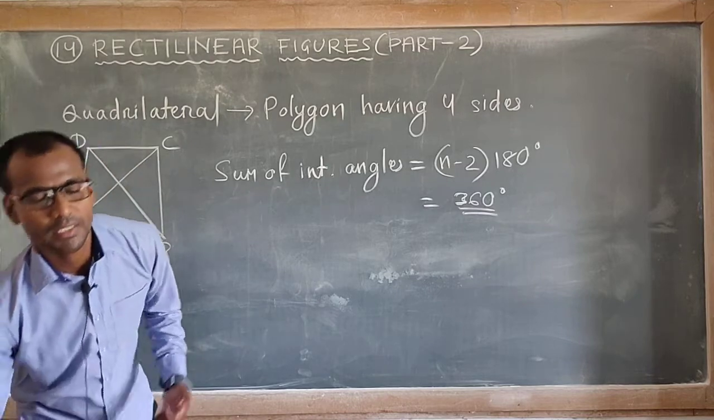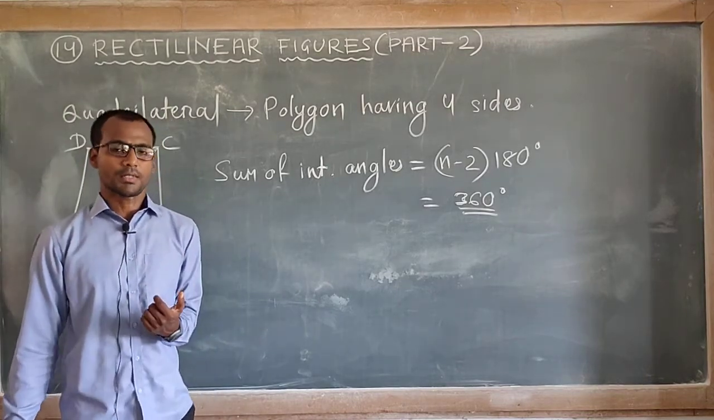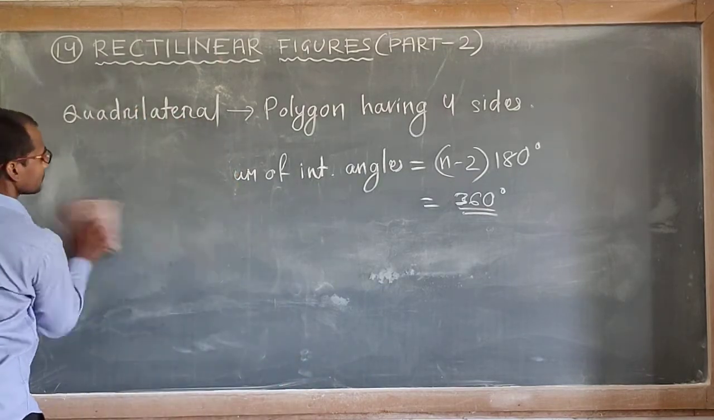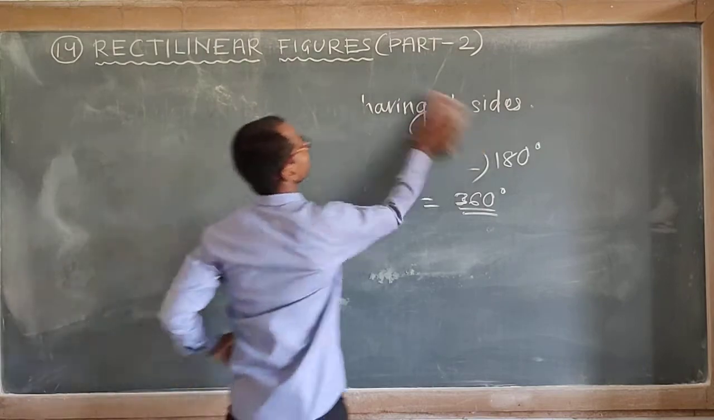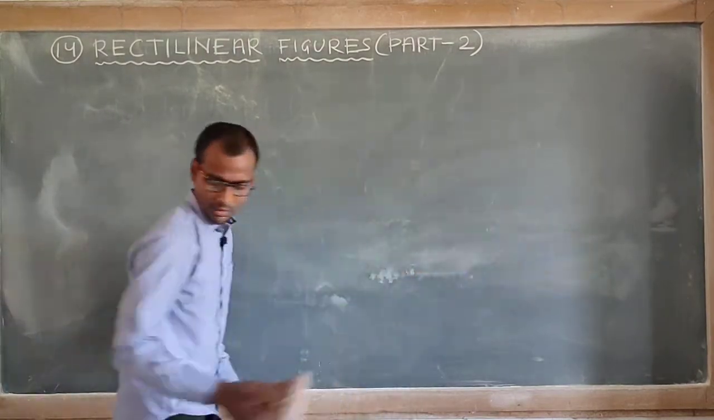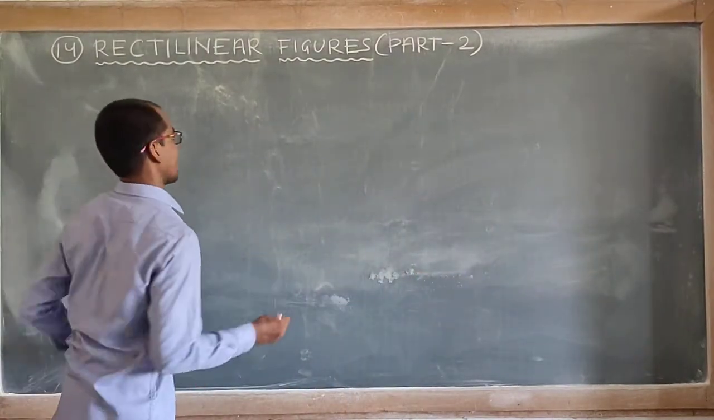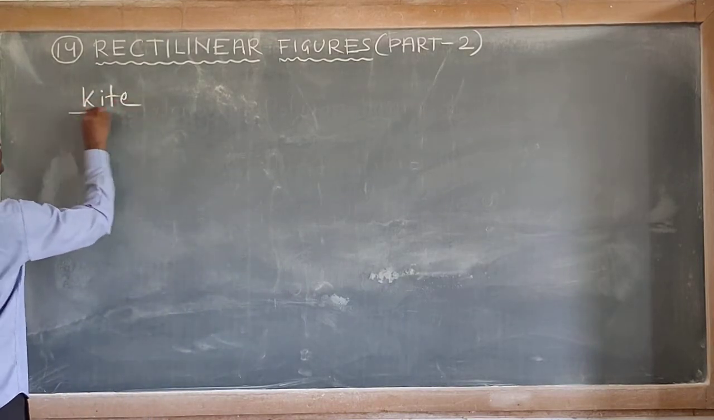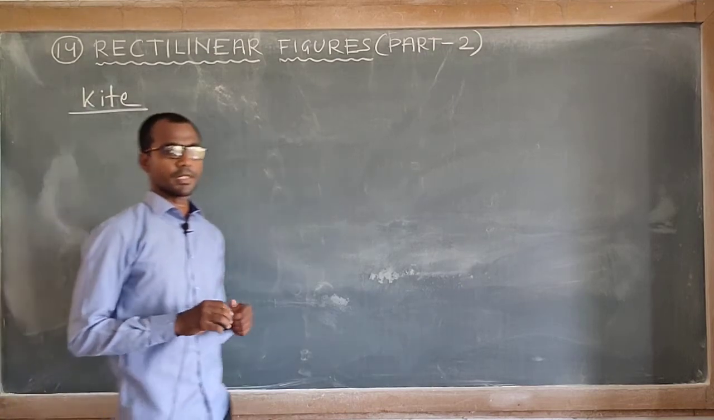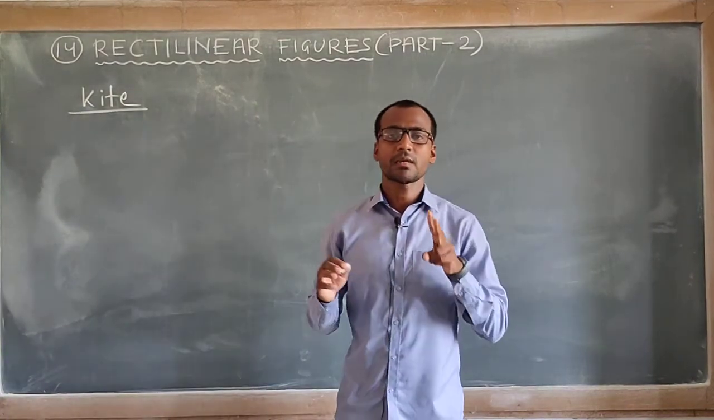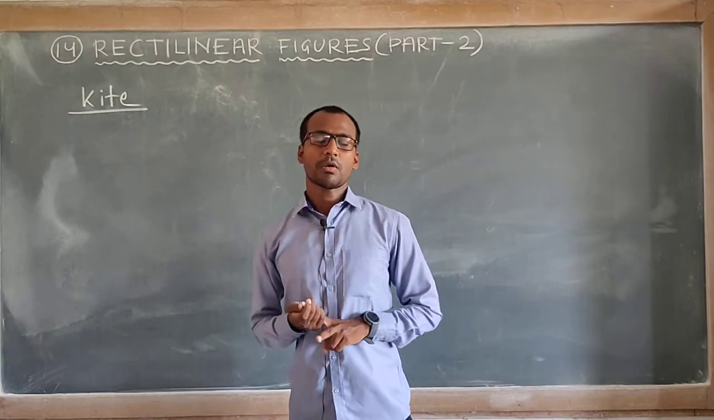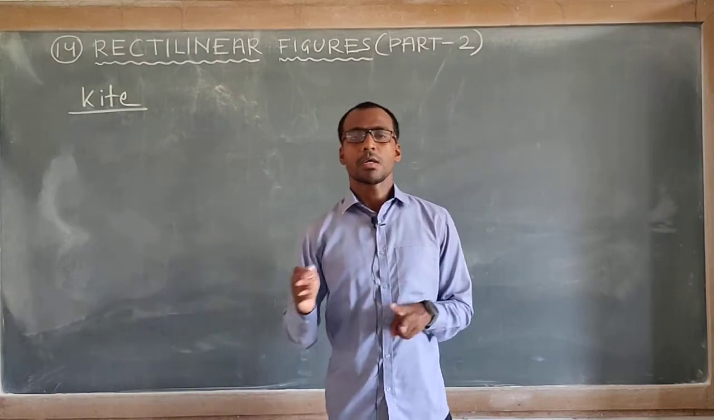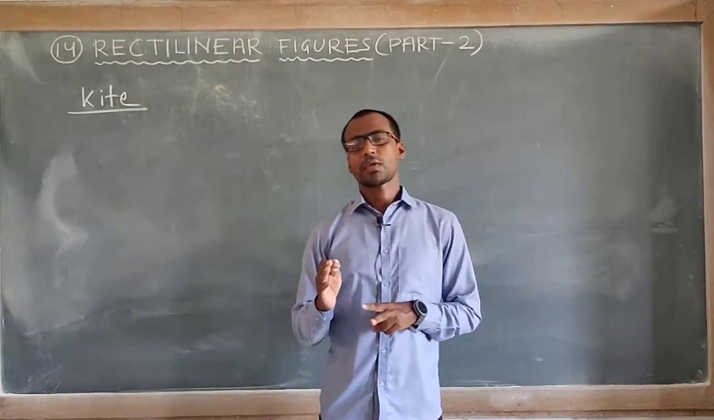In this part, we will be discussing some specific types of quadrilaterals. Let us start with the kite. The first special quadrilateral is the kite. Now, what is the definition of a kite? You have to remember the definition and the properties that I am going to give. First I will give the definition, then I will give all the properties of the given quadrilateral.